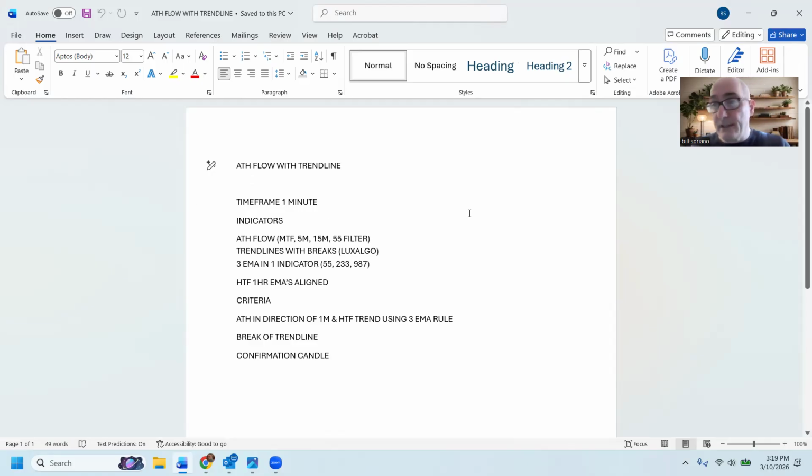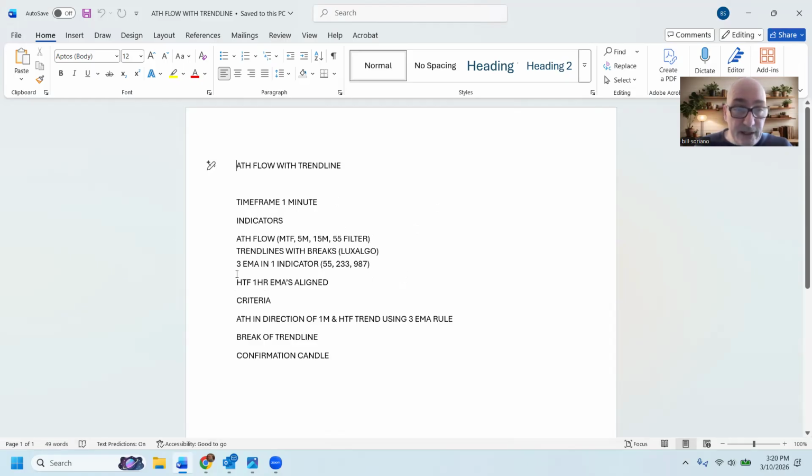The time frames are 1 minute. The indicators are our ATH flow. The settings are a multi-time frame, 5 minute, 15 minute, 55 filter. We have the trend lines with breaks, that is a Lux Algo indicator. We have the 3 EMA indicator with the 55, 233, and 987.